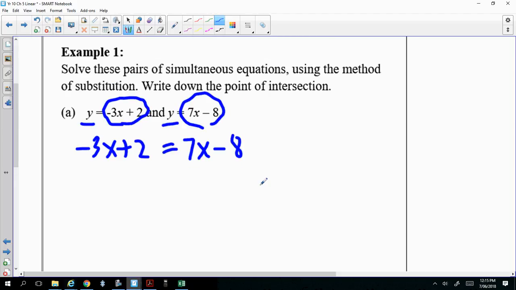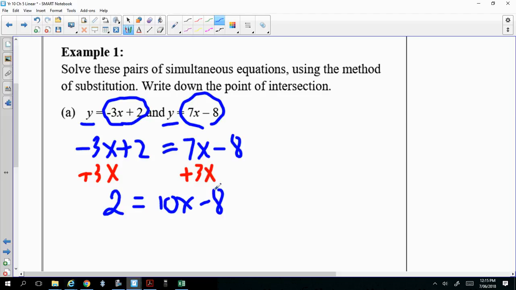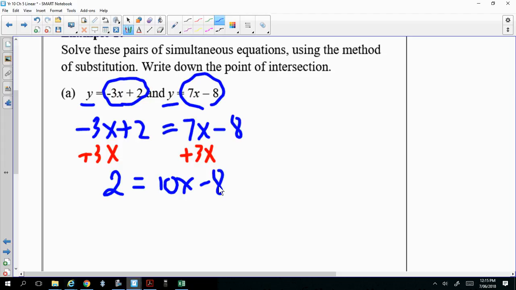To solve this, maybe we can add 3x to both sides, and that will become 2 equals 10x minus 8. And then we're going to add 8 to both sides, which will be 10 equals 10x. Therefore, x equals 1.